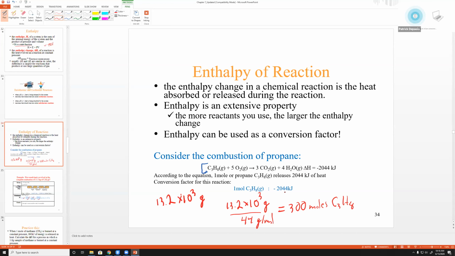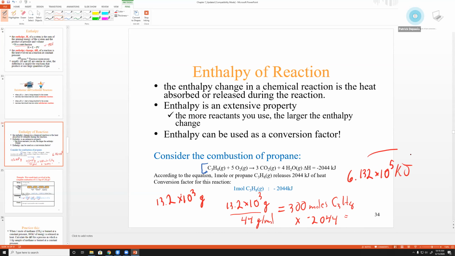So if that's the case, then the amount of energy released by combusting 300 moles would be 300 times negative 2044, and you get a big number. You get 6.132 times 10 to the 5th kilojoules. And that's what you get.